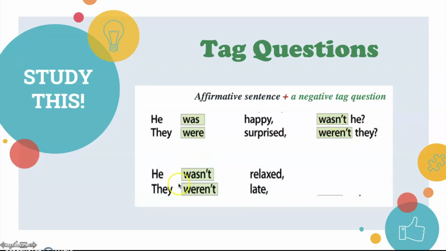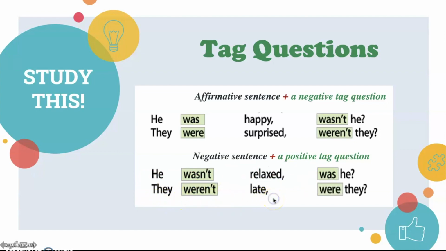What happens if we have a negative sentence? It's going to happen the opposite. If we have a negative sentence, our tag question is going to be positive. For example, he wasn't relaxed. Our tag question is, was he? They weren't late. Our tag question is, were they? As you can see here, we are also using the same subject at the end. He. They. It's very important to remember that.